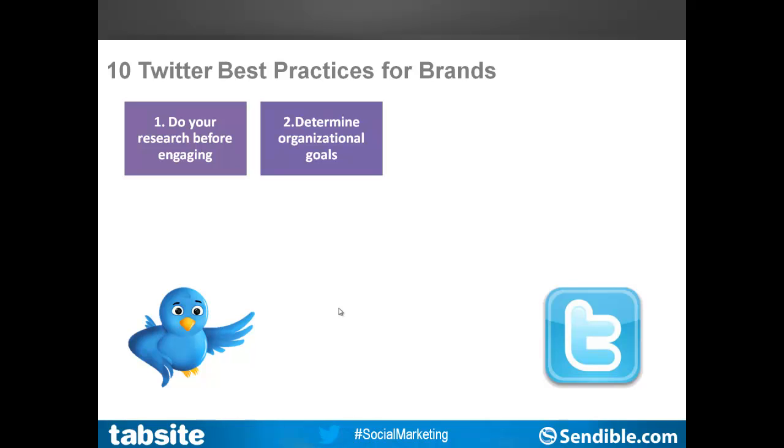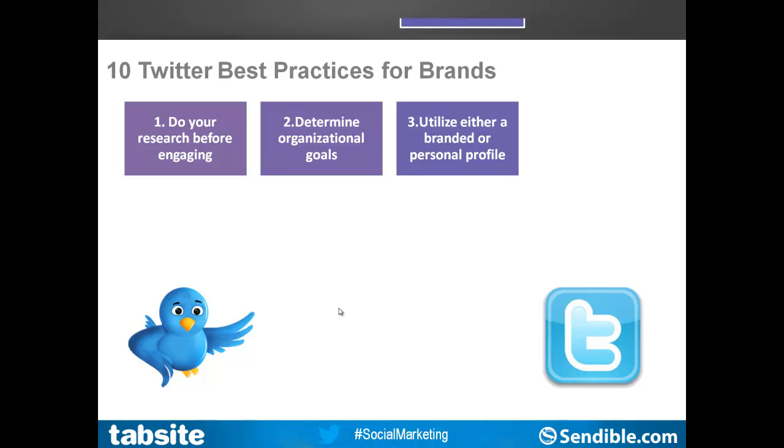Determine organizational goals. What does your organization want to use Twitter for? Some companies like Tesco and Walmart use it for customer service. Other people just use it for sales. Other people use it for engagement. So determine that before you start. Number 3 is to utilize either a branded or a personal profile. It's important that you decide if you're going to have a branded company profile or a Twitter profile that is partly personal and partly to do with your company.